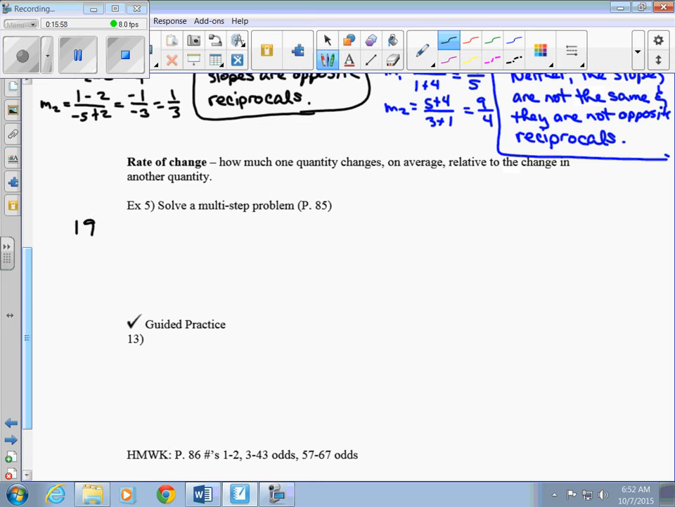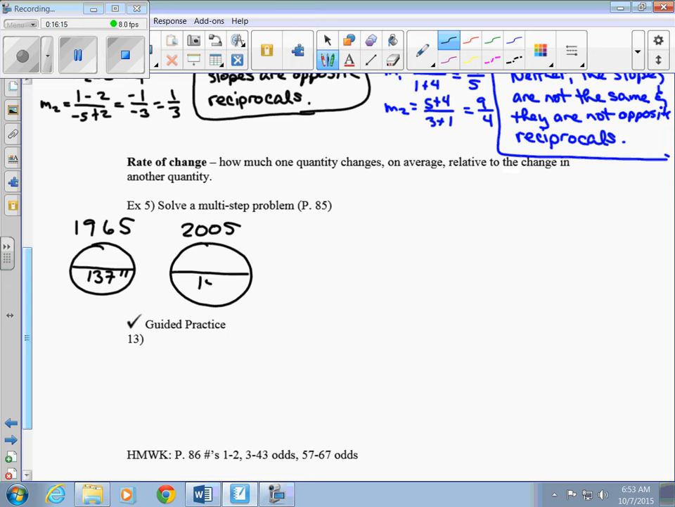So in 1965, it says it has a diameter of 137 inches. And then in 2005, it has a diameter of 141 inches. So we're going to try to find the average rate of change. So it's going to be how much does this thing change over the time period. So again, you are still going to use the slope. The rate of change is really just the slope of a real life situation.